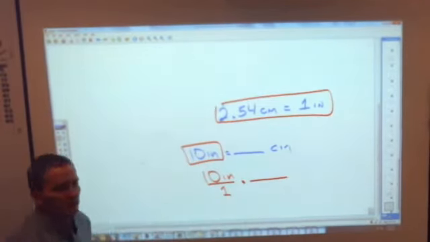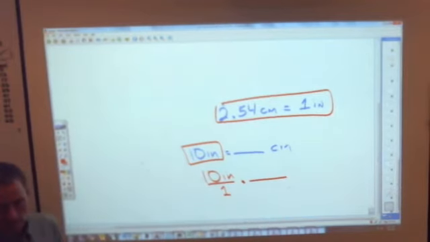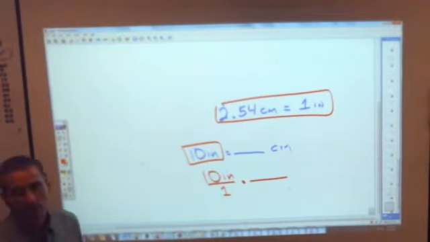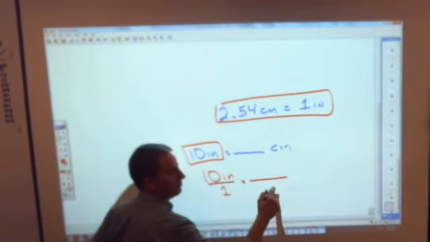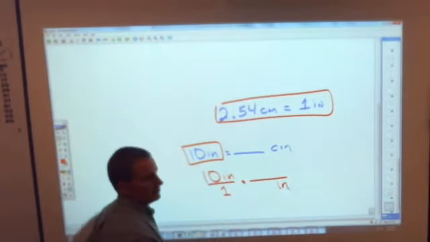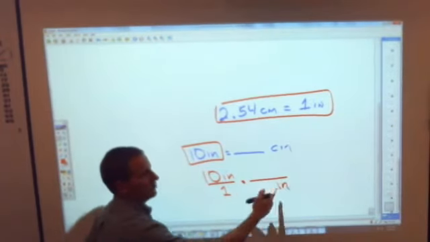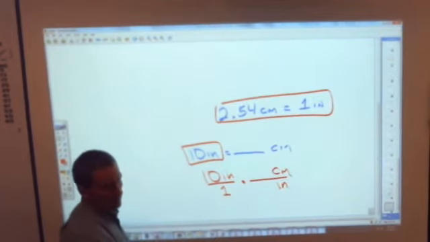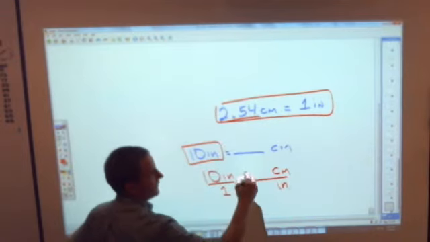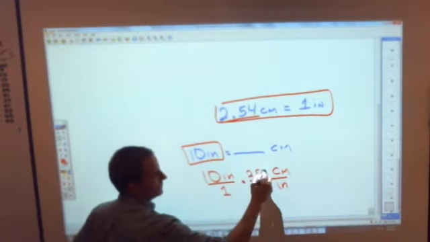But how do I know what goes where? You need to be able to cross cancel, so the inches would go on the bottom. Whatever's up here must go on the bottom, because I need those labels to cross off. If inches go on bottom, then centimeters go on top. And then I just fill in the blank. I know there are 2.54 centimeters in an inch.